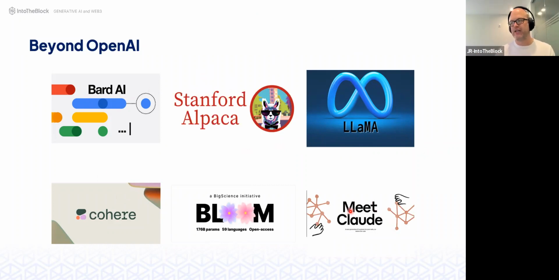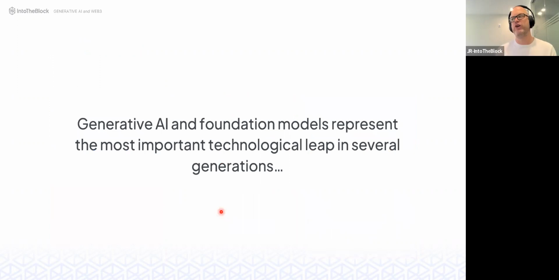There are startups like Anthropic, an OpenAI competitor that has raised a ton of money, over $1 billion at this point. Cohere as well, building in the language space. There was a group of over 1,000 machine learning experts that got together and built a model called Bloom, and it's just happening all over the place. So the innovation in this space is like nothing we have seen before.